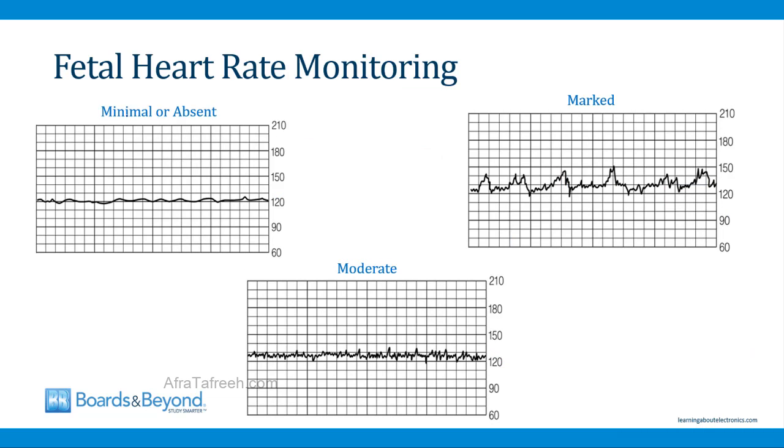And here are some zoomed in examples. We have minimal or absent fetal heart rate variability in this example here. This would be an ominous finding that indicates fetal distress. Down here we have moderate variability, and up here we have marked.